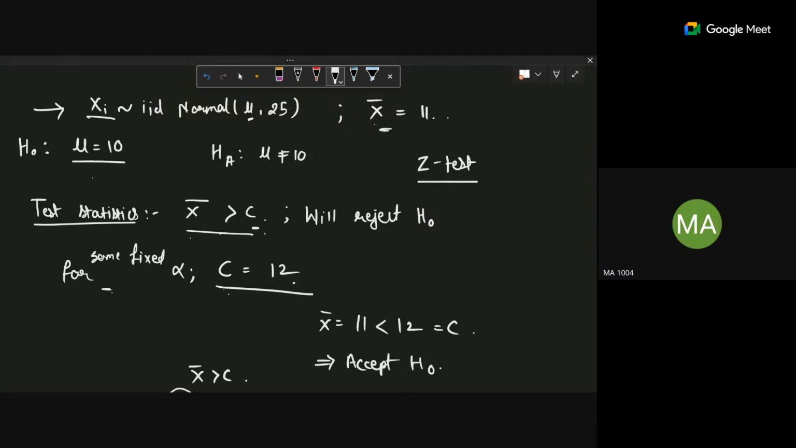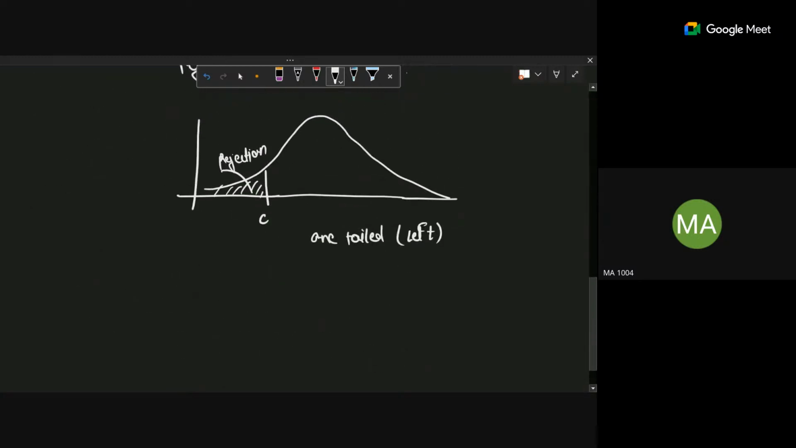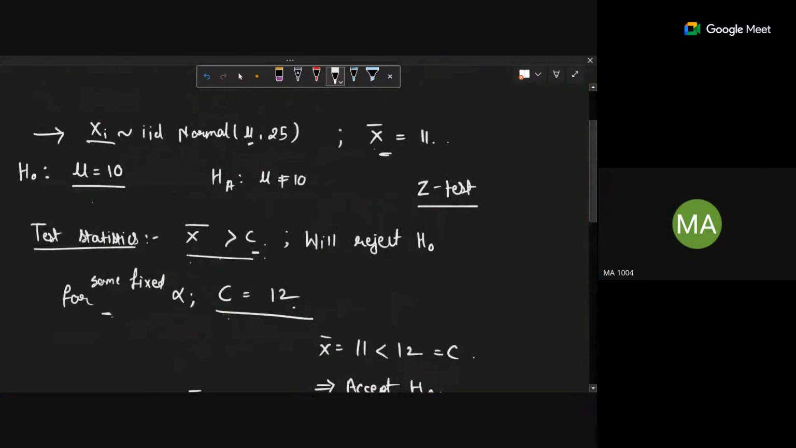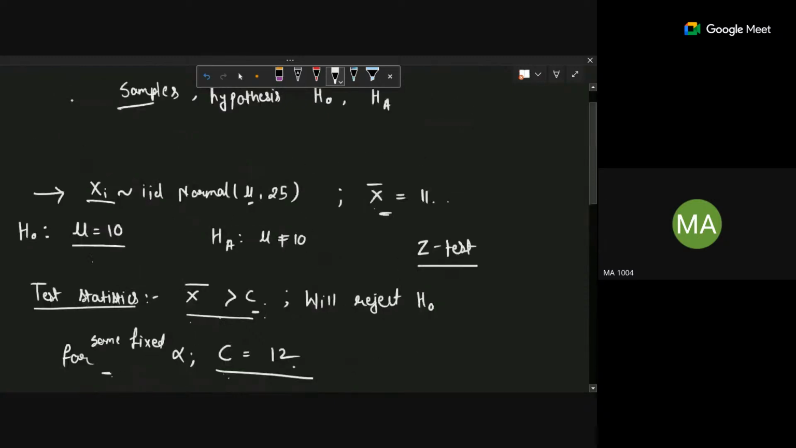There are something called the Z distribution, T distribution, chi-square distribution, and so on. On the basis of that, let's say the same example I'm continuing. We say the xi's are following a normal distribution, right?